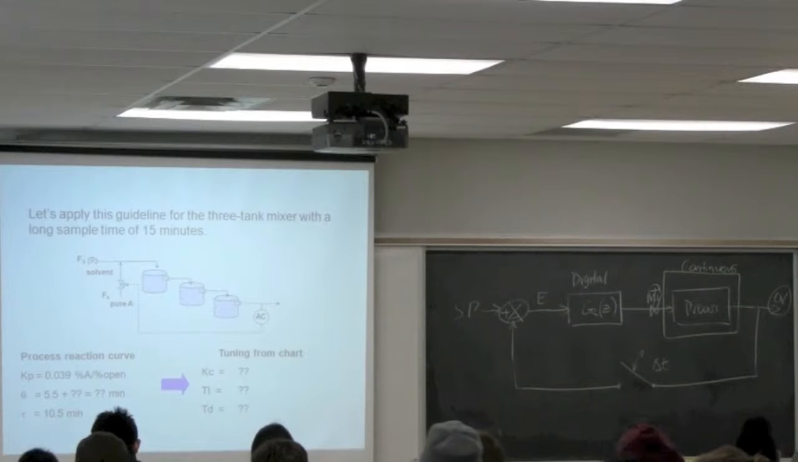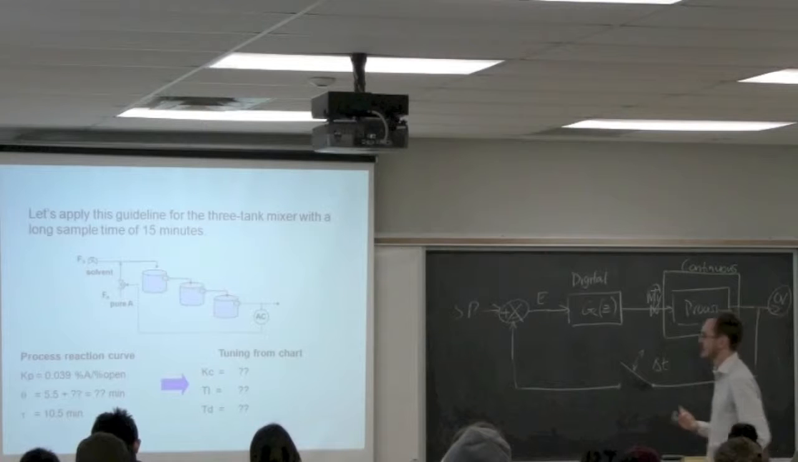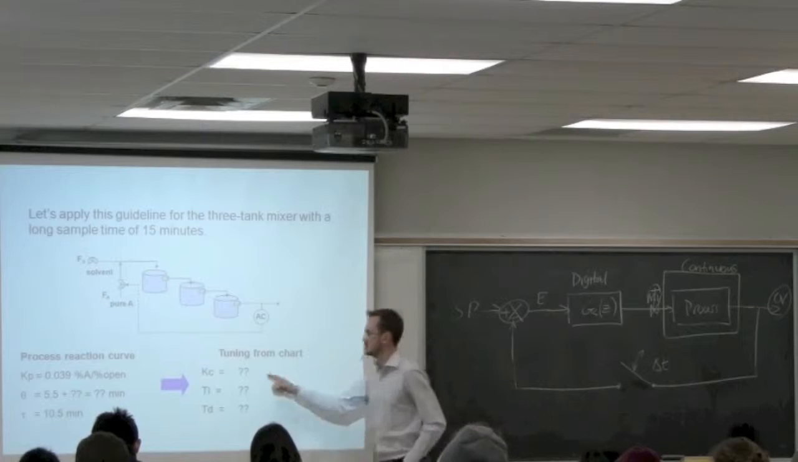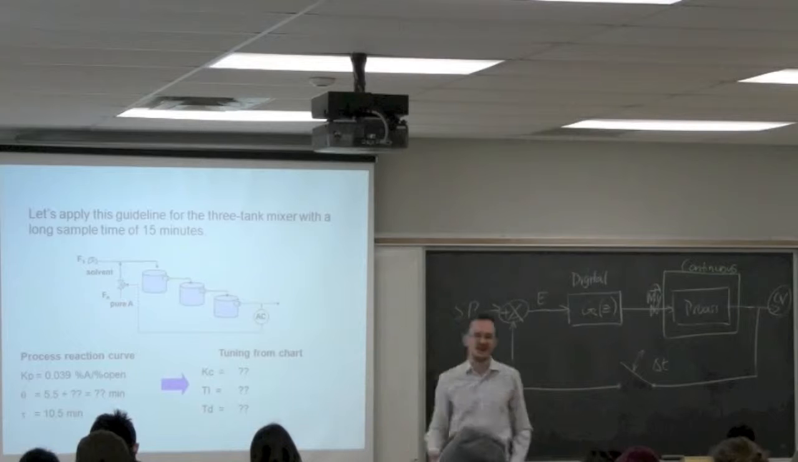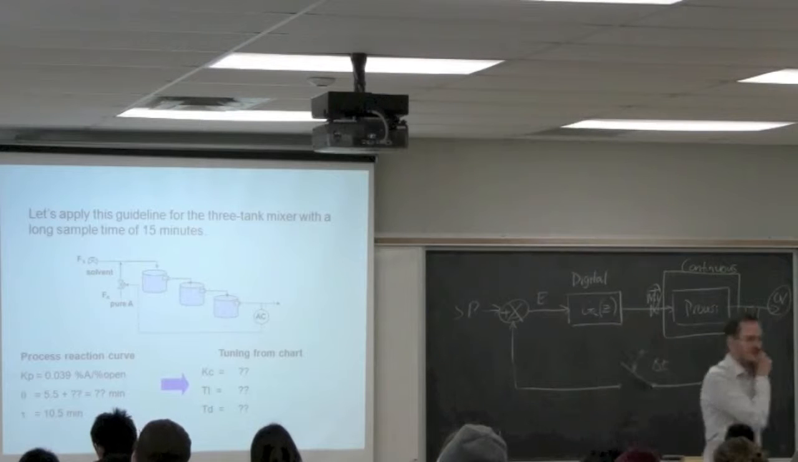This is a really long sampling time, 15 minutes. It means you're only taking action once every 15 minutes. So how does Kc, Ti, and Td change? Go ahead and calculate that using the graph of the same function.